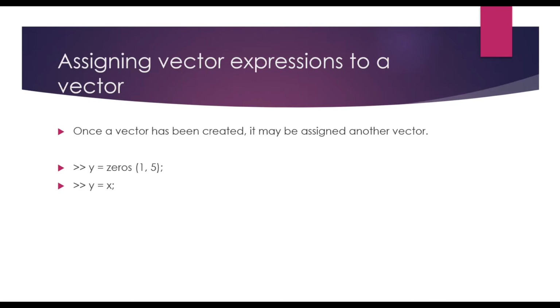Now one important concept is if you create a vector, you can assign it to another vector, much like we were assigning scalars. So it's very easy. I create my row vector with multiple values, and then I can make a copy of that row vector and put it into another variable. That's a little typo. It should be x equals y, not y equals x. So that's a typo.